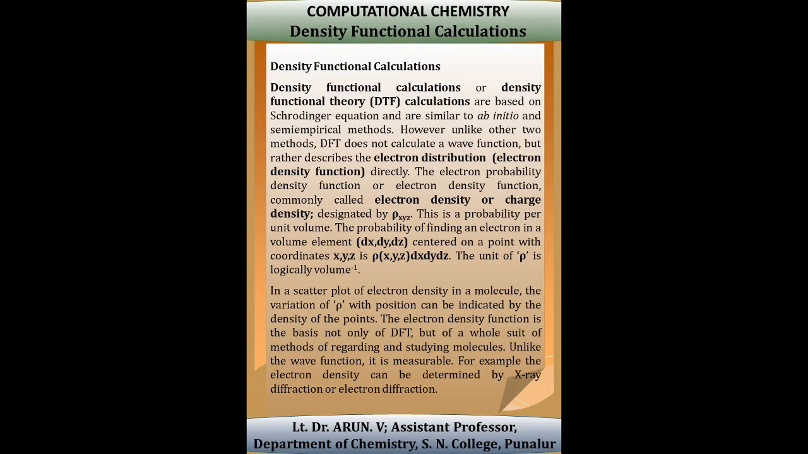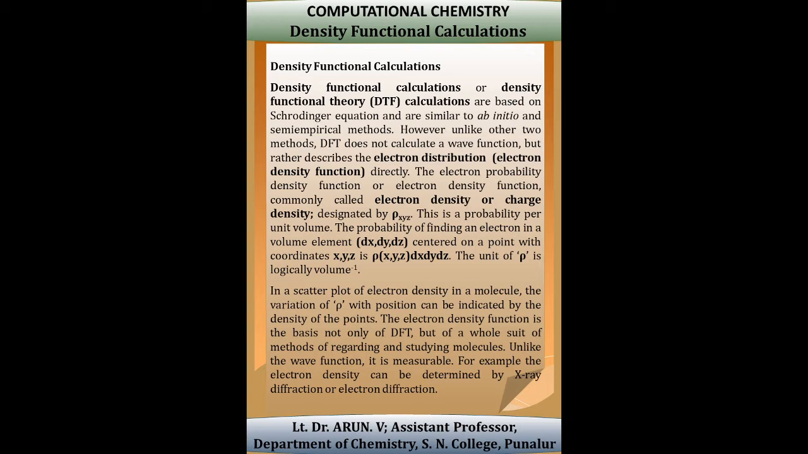This is the probability per unit volume. That is, the probability of finding an electron in a volume element dx dy dz centered on a point with the coordinates x, y, z is rho xyz dx dy dz. The unit of rho is logically volume inverse, 1 over volume.